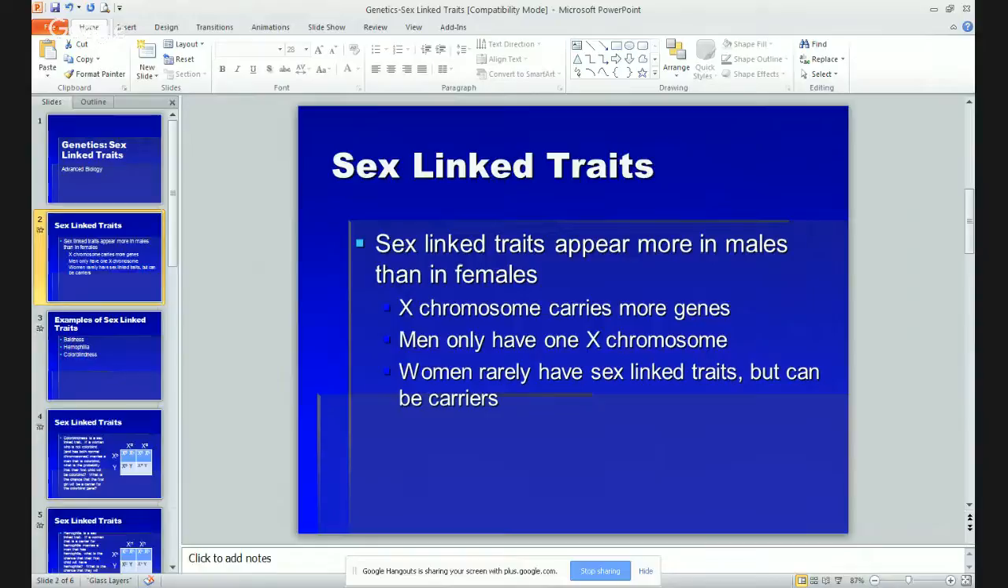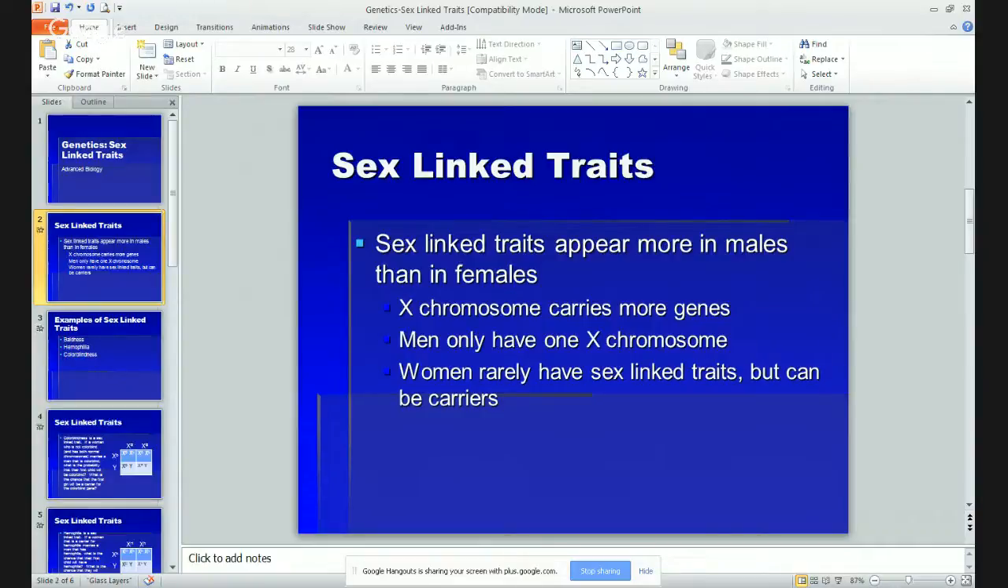So, because of that, sex-linked traits are going to appear more frequently in males than in females, because the Y chromosome that the males have doesn't cover up. It's like an automatic recessive allele, and so you can't really combat having the recessive allele on your X chromosome.